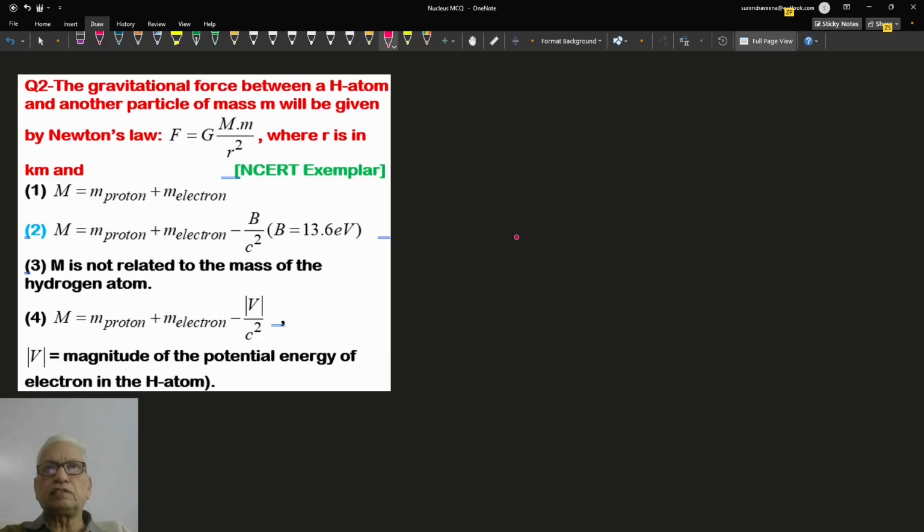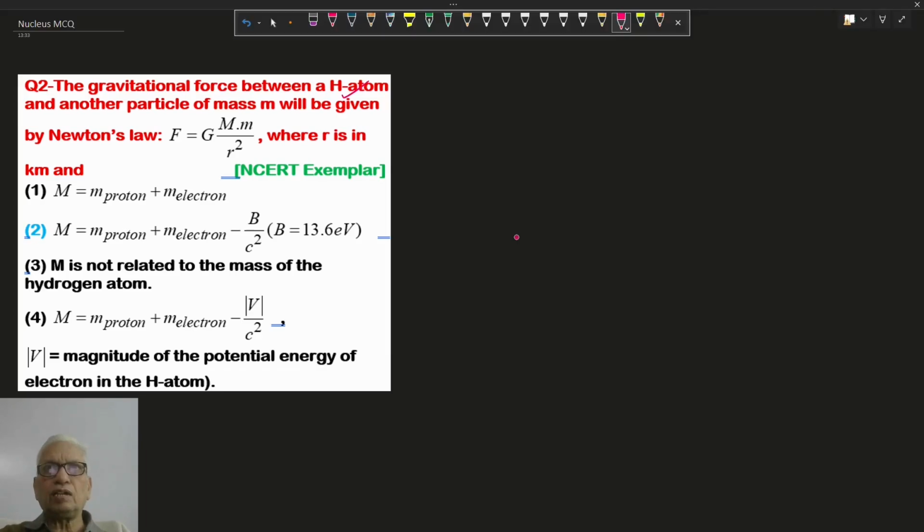In this question, the mass of a hydrogen atom and the mass of a particle are given, and the force is given by F, the Newtonian force, F equals G m1 m2 upon r square, where m is the mass of the particle and capital M is the mass of the hydrogen atom. We have to find out the relation. They are separated at a distance of r.